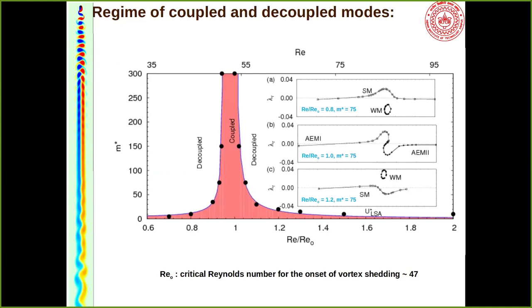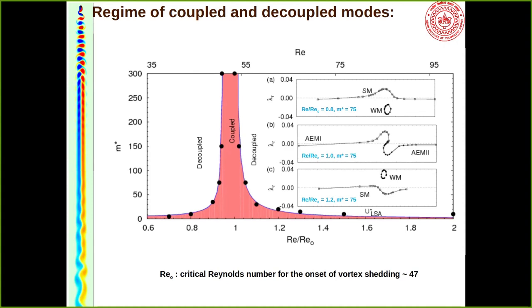Okay. So the first question is, when are these modes coupled and when are they decoupled? We carried out an exercise. This is M star. This is Reynolds number, but it is also non-dimensionalized with Re0, the critical Reynolds number. So Reynolds number is marked here. Here you get decoupled modes, and there's a critical mass ratio below which the modes are coupled and above which they get decoupled. So the picture is very clear. If you go to reasonably large Reynolds number, the modes are very clear. Either it's a wake mode or it's a structural mode.